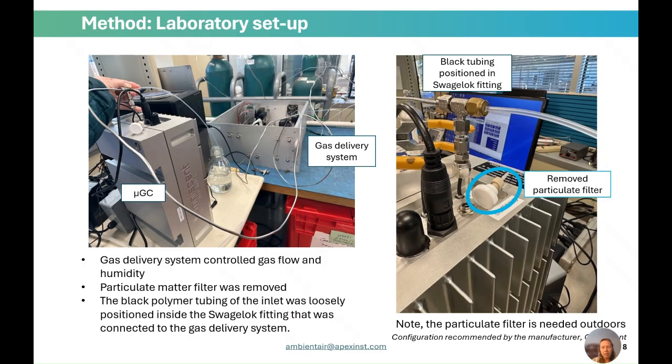So the laboratory testing occurred in AECOM's Austin, Texas facility, where they configured the gas chromatograph, attached it to a gas delivery system to control the gas flow and humidity of different VOCs. And they referred to us for clarity on how to set this up. The particulate matter on the front end of the sample inlet was initially removed, and the black polymer tubing that you can see pictured in this image was connected from the inlet and loosely positioned inside of the swage lock fitting that was connected to the gas delivery system.